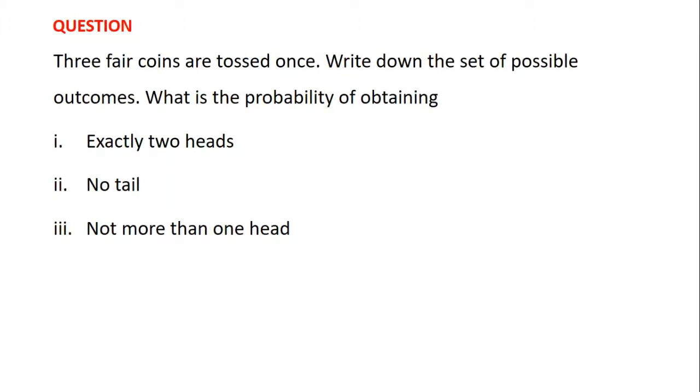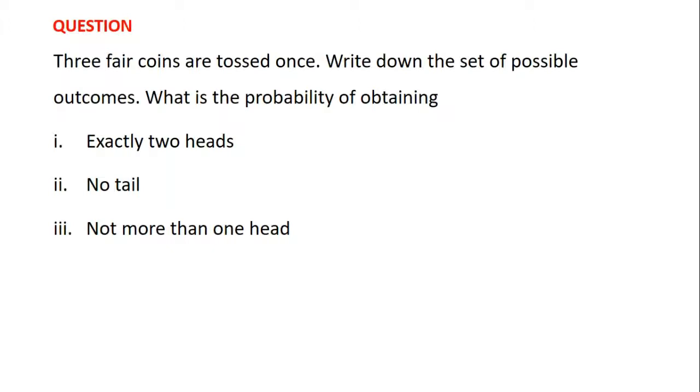We are on the topic probability. In the previous video, we solved a question on finding the probability of an event after tossing a coin. We are going to solve another question in this video. The question for this video is, 3 fair coins are tossed once. Write down the set of possible outcomes. What is the probability of obtaining (i) exactly 2 heads, (ii) no tail, (iii) not more than 1 head?